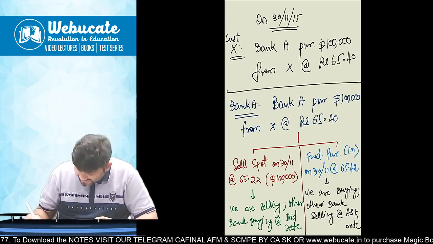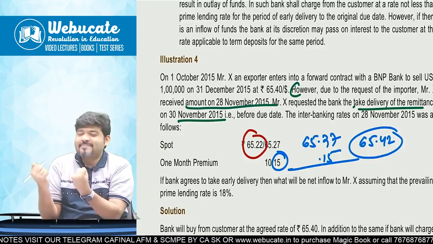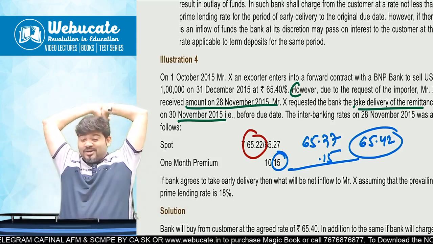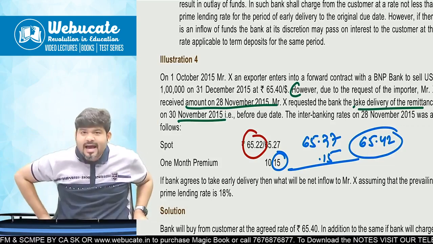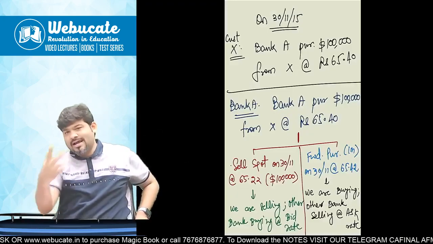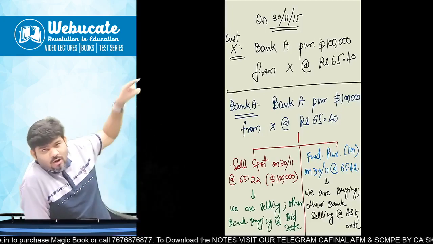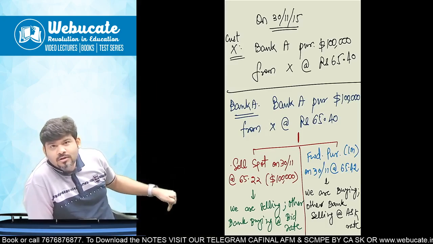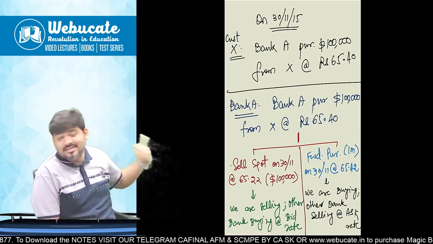Now, on the due date, the customer is not there. Bank and interbank is there. They will settle their transaction and game over. Now, because of this customer, I had to bear some loss. What loss did you bear? You are telling to the other bank: hey, because of this customer, I had to honor my transaction at 65.4, but immediately I had to sell it at 65.22. I am losing money here. Because of this customer, I had to enter into a forward purchase of 1 month.